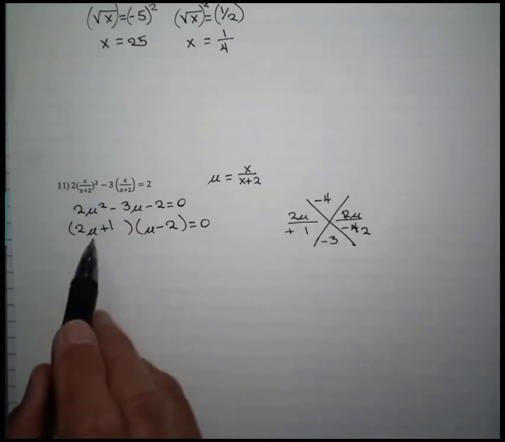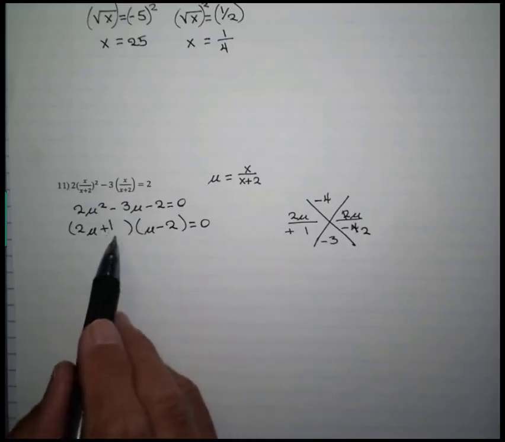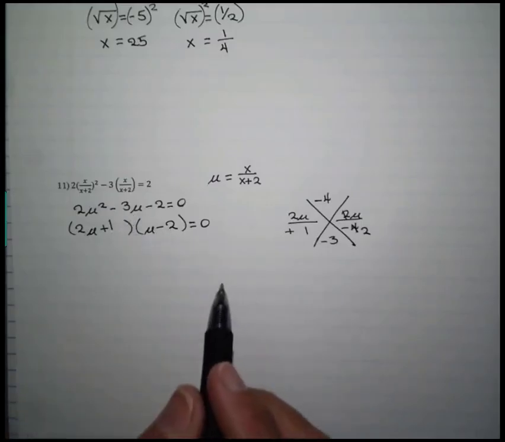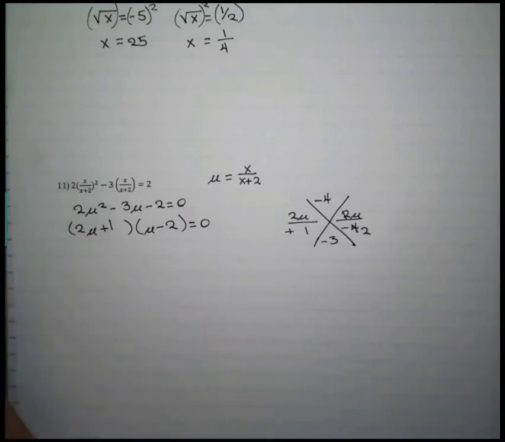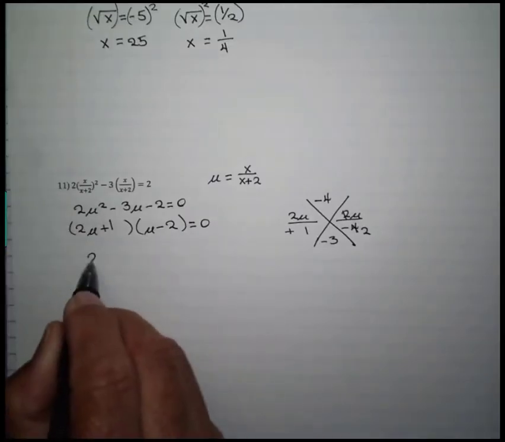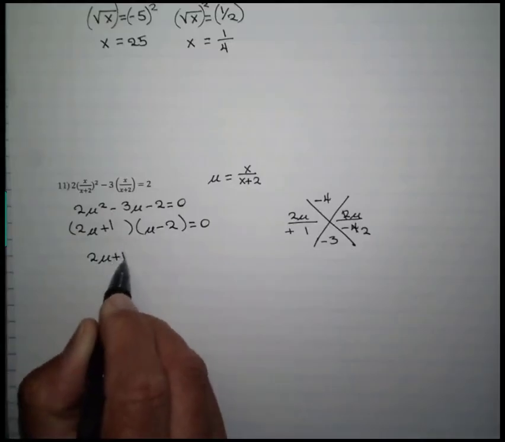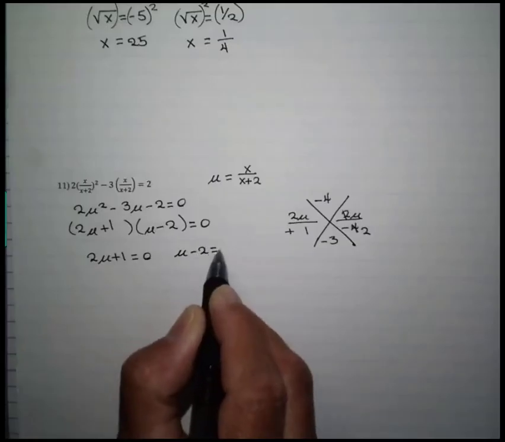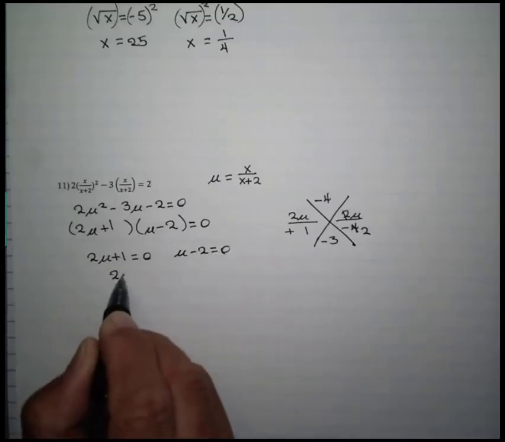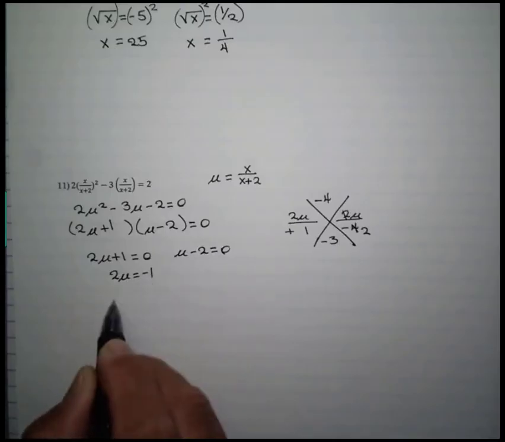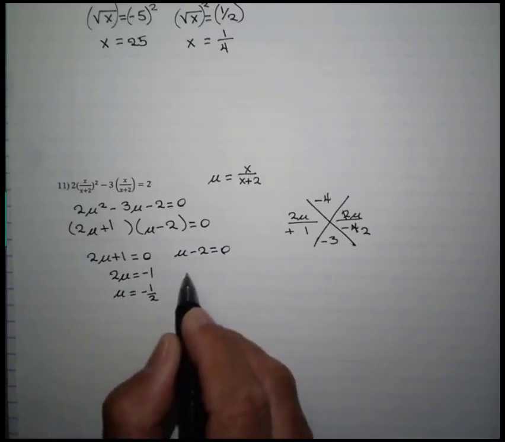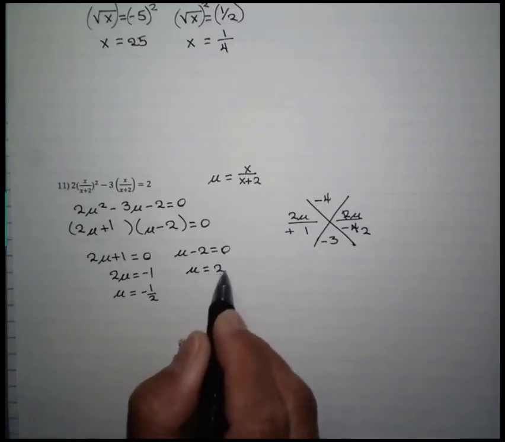Check them, and I think you'll find that they do work. But be sure you check when you check inside and outside. That's usually where we do have trouble. Now I've got 2u plus 1 equals 0 and u minus 2 equals 0. So 2u over here is going to equal a -1, and u would equal a -1/2. And u for this one is going to equal a +2.